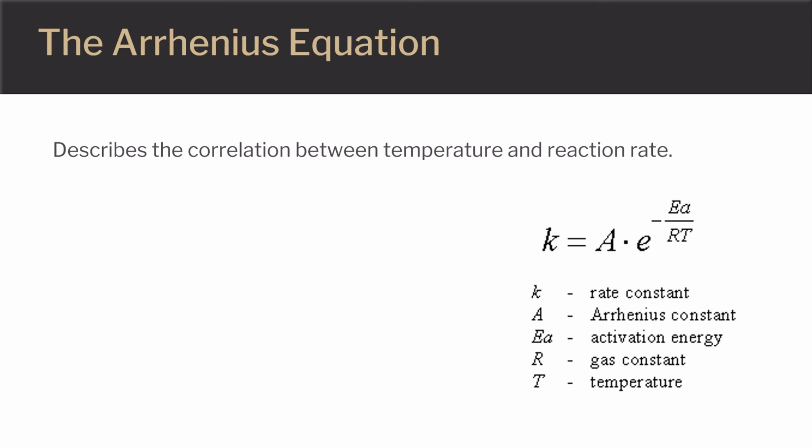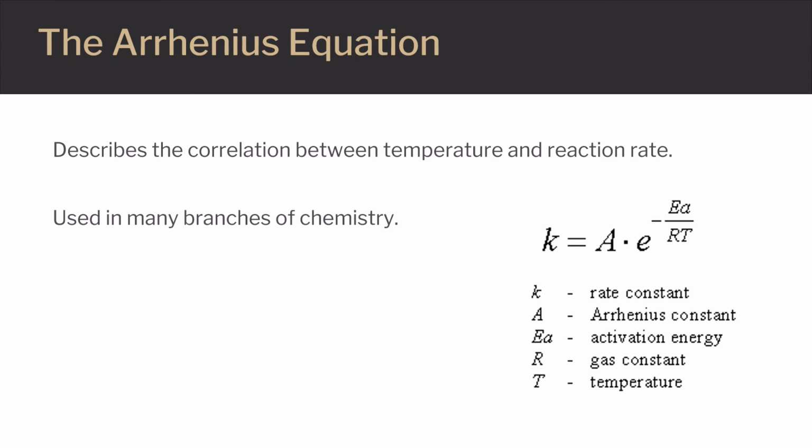It's not necessary to know the value of A to calculate EA, as this can be figured out from the variation in reaction rate coefficients in relation to temperature. Like many equations, it can be rearranged to calculate different values. The Arrhenius equation is used in many branches of chemistry.